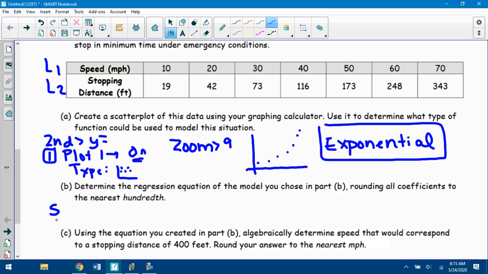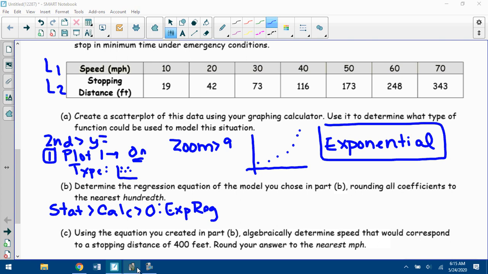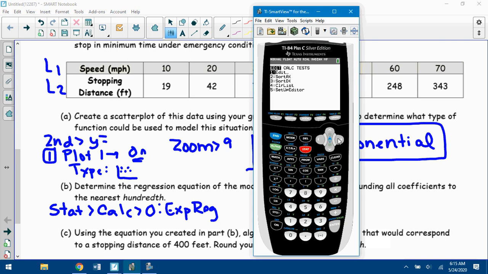So this is where I go to stat calc. I just have to choose, I want the exponential one. So it's choice 0, which is EXP REG, exponential regression. So I'm going to go stat, calc, choice 0 is exponential regression, L1, L2 should already be there, go all the way down to calculate, and it gives you the equation, and it gives you the A and B values.